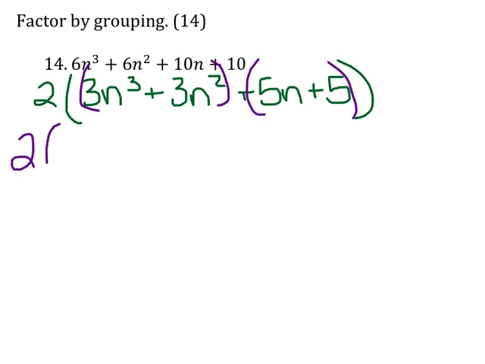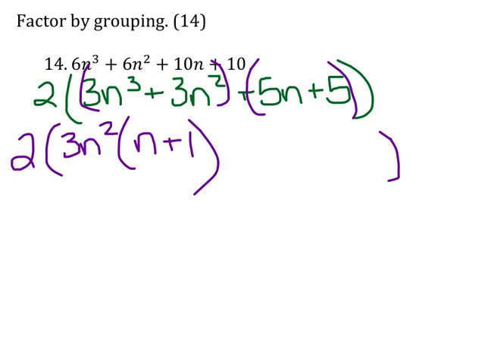So we still have our 2 on the outside that we divided out. Greatest common factor of 3n to the third power and 3n squared would be 3n squared, and we'd be left with n plus 1 when we divide that out. Then on the second part, we'll divide out a 5, because that's the greatest common factor, and we'll be left with n plus 1.